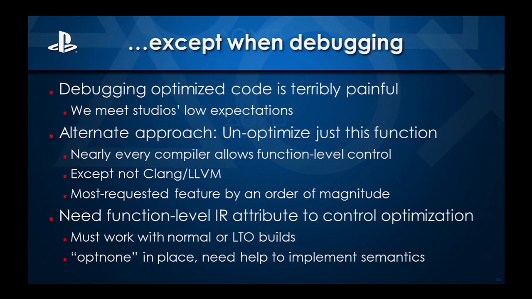What the studios have asked for is a way to say, let's not optimize this function, so build just this function at O0 so that the debug info is reasonable quality. Microsoft supports this, GCC supports this, SNC supports this. I'm hard-pressed to come up with a compiler that doesn't support this, except for Clang. We get feature requests from the licensees all the time. This is the most popular request by an order of magnitude. They all want it.